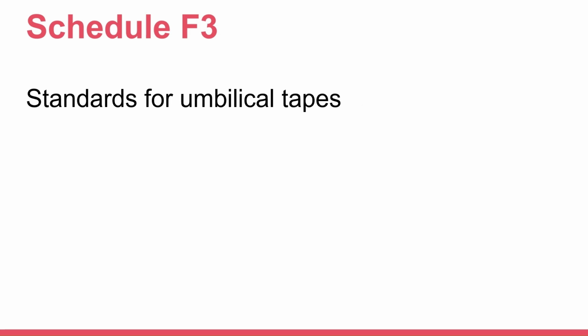Don't get confused this schedule with Schedule F. Schedule F is related to umbilical cord derived stem cells. That is basically Schedule F is related to stem cells. But Schedule F3 is related to umbilical tapes. This is not stem cells or umbilical cord. This is about umbilical tapes. So don't confuse F3 with F. F is for stem cells. F3 is for umbilical tapes.